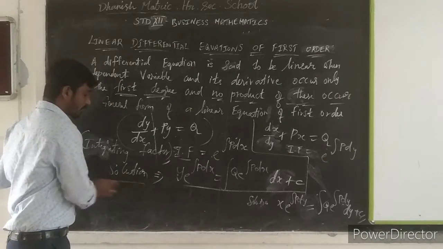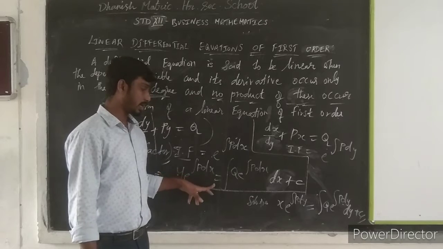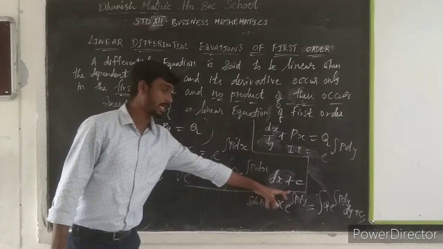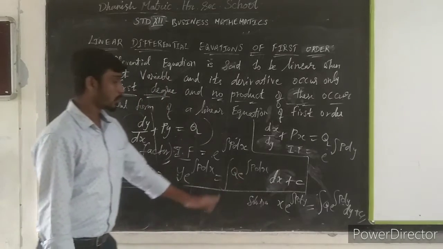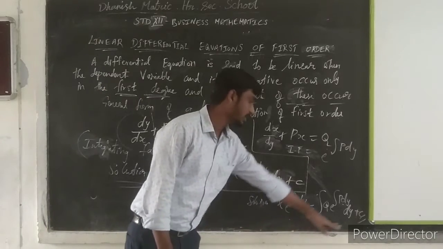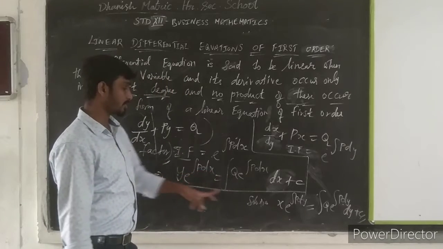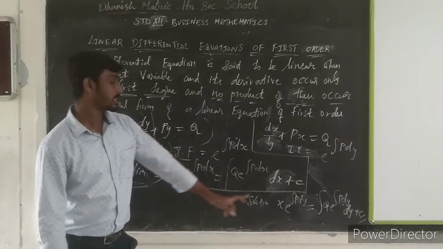So listen here, the final solution format: y e power of integral p dx equal to integral of q e power of integral p dx dx plus c. If it is differential with respect to y, you apply this formula with x changed into y and y changed into x.